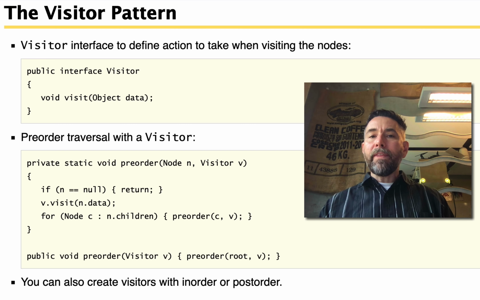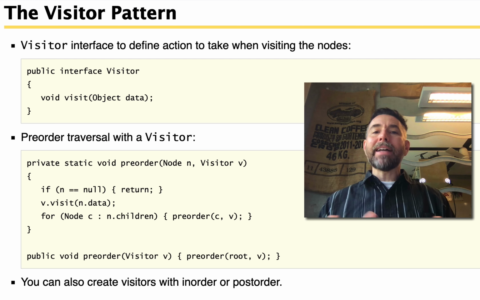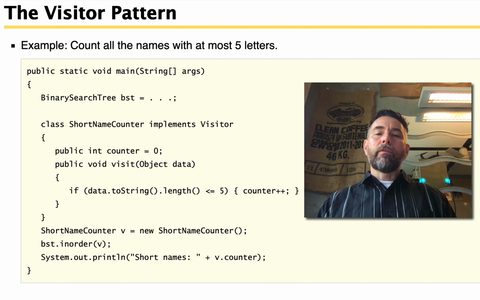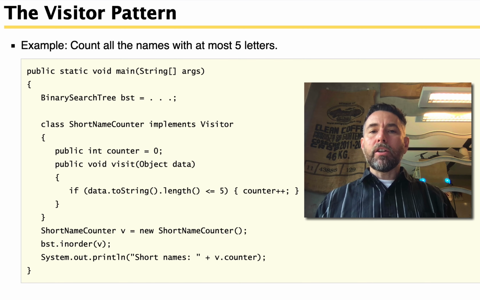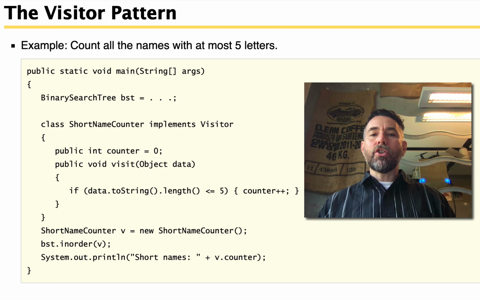What this enables is for you, as a user of a tree, to write a class that processes the data in the way that you want, but to leverage pre-existing code to do the traversal itself. For example, let's say we wanted to count all of the names in a tree of names that have at most 5 letters. First, we'll create a binary search tree, and we'll assume that it contains data in it.